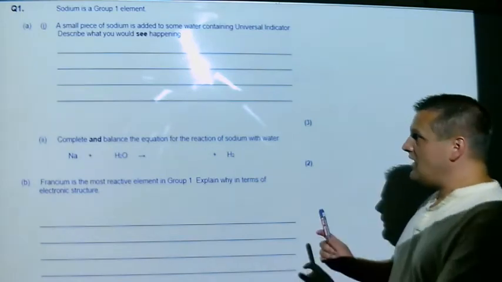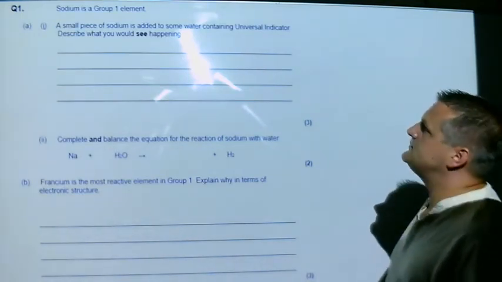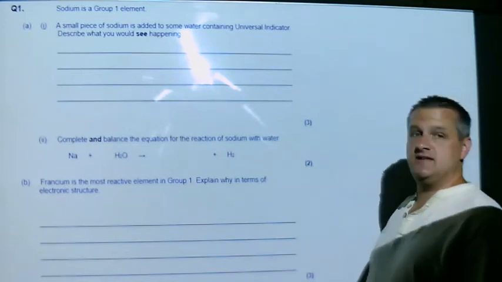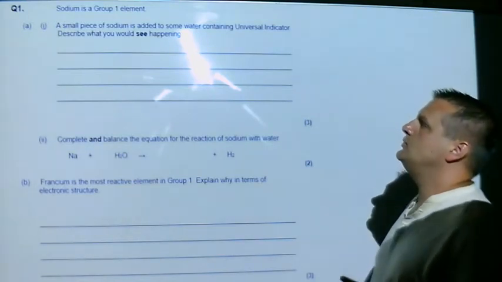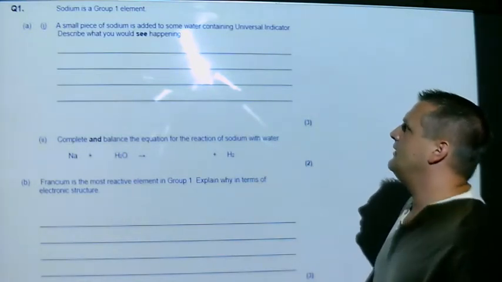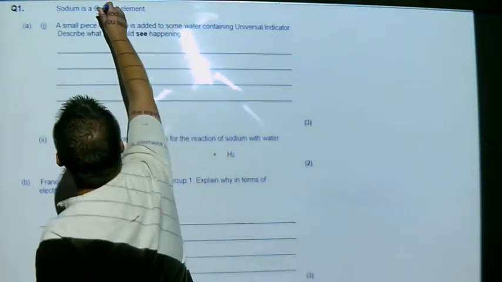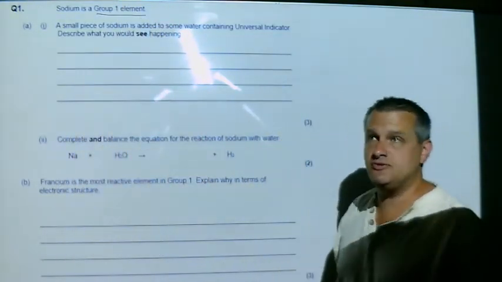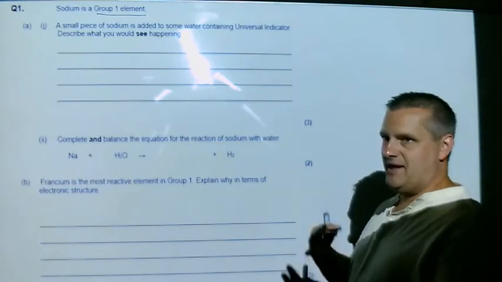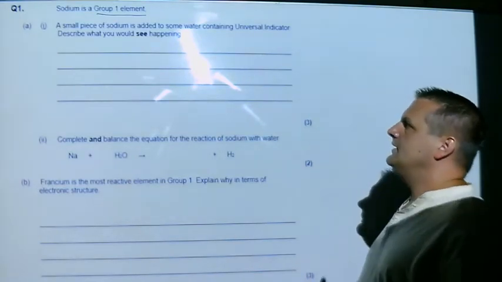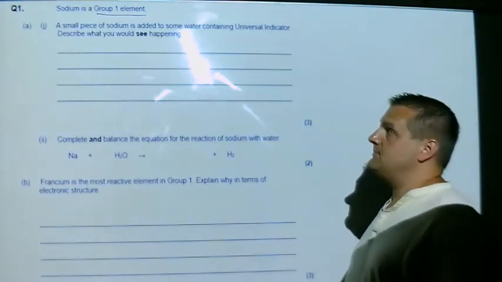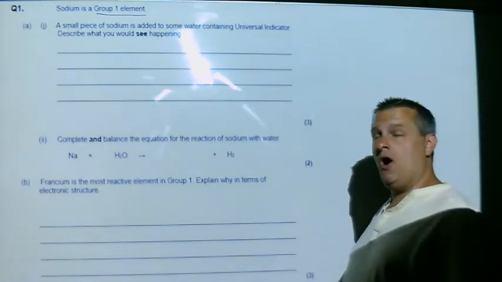So, sodium is a group 1 element. A small piece of sodium is added to some water containing a universal indicator. Describe what you would see. Key things I've been told, it's a group 1 element. So hopefully in your brain, oh yeah, I remember those at school, alkali metals, they do a particular reaction with water. It is a recall question. If you cannot remember that reaction, you are going to be a bit stuck.